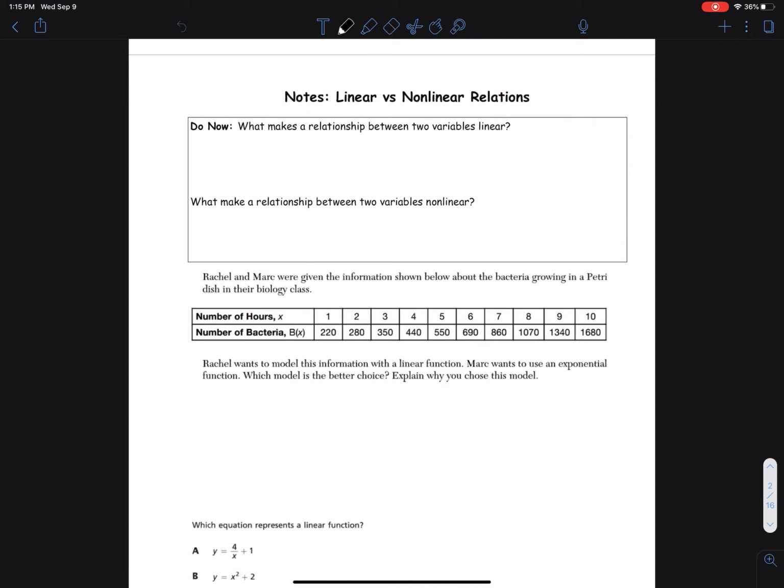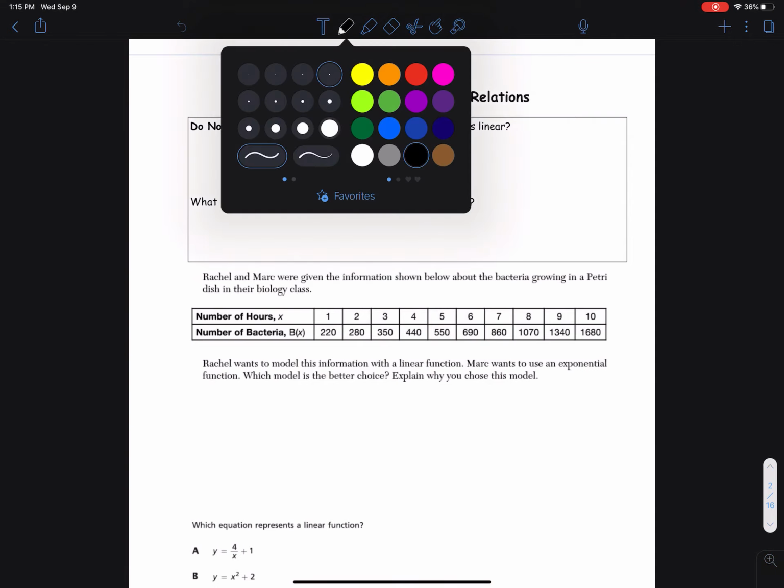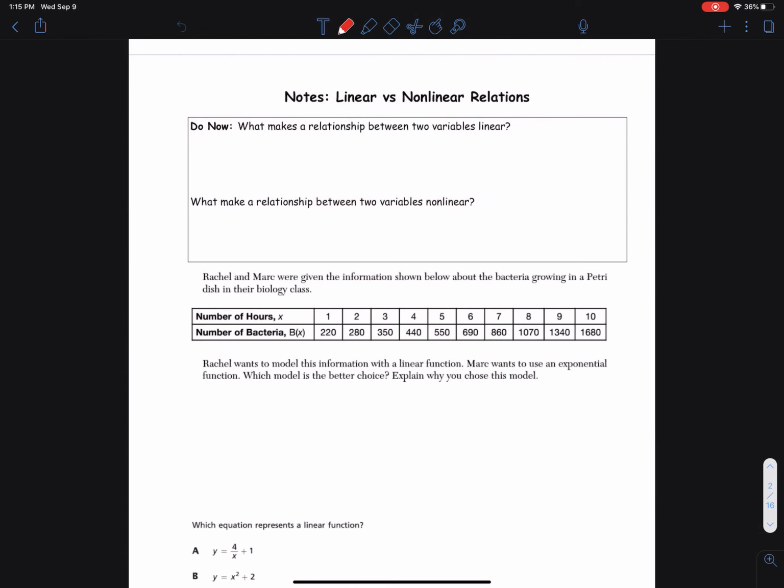What makes a relationship between two variables linear? So the main thing here is it has a... What are the key words? A constant rate of change. So it has a constant rate of change, those are the keywords. Constant means it's not changing.